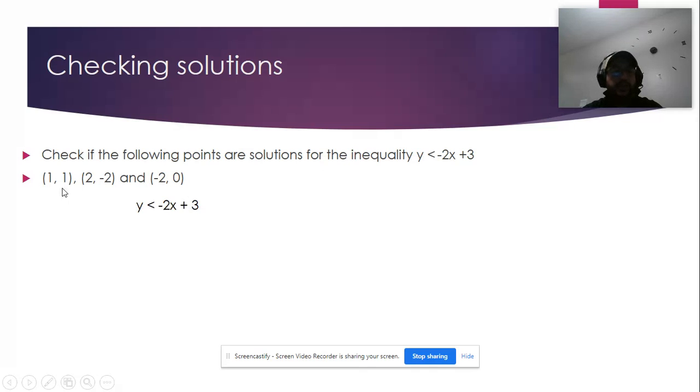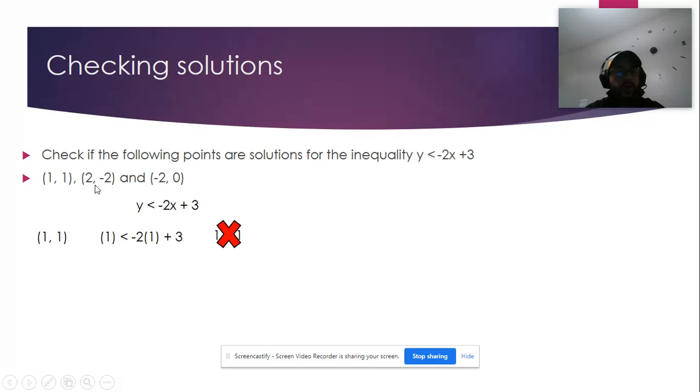Let's start with the first point, 1 comma 1. We're going to substitute the y with 1, and the x is also replaced with 1. And we're going to end up with 1 less than 1. This is not true. 1 is not less than 1, they're equal. So this one is not part of the solution.